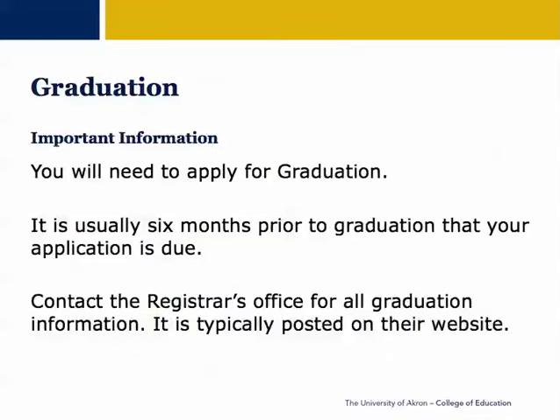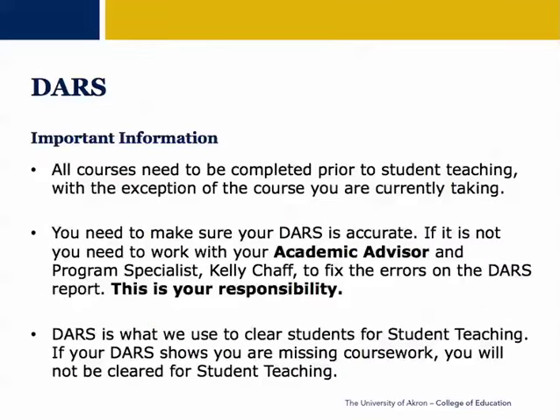One final important date is concerning graduation. You're going to need to apply for graduation. It's usually 6 months prior to when your graduation date is that the application is due. You do this through My Akron. It's a simple process where you use the drop-down menu to schedule your classes. One of the items is apply for graduation. You can click on that and apply. If you need help with applying for graduation, you should contact the registrar's office, or you can see Kelly in Student Services, Zook 002.